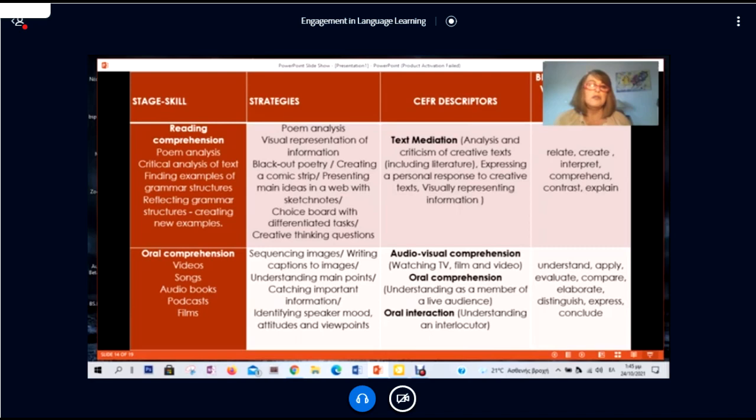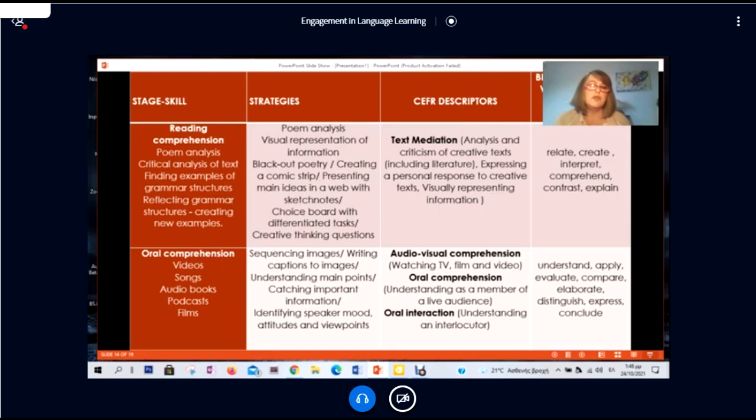At the reading comprehension skill, we can use poem analysis, critical analysis of a text, or find examples of grammar structures, reflect on grammar structures, and create new examples. We can use strategies such as poem analysis, visual representation of information with, for example, blackout poetry, or creating a comic strip, or presenting main ideas in a web with sketch notes.